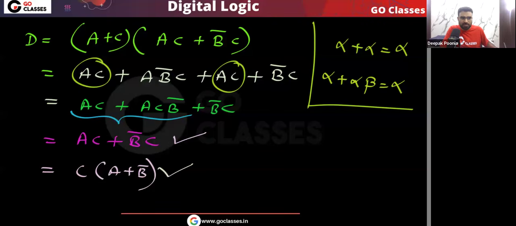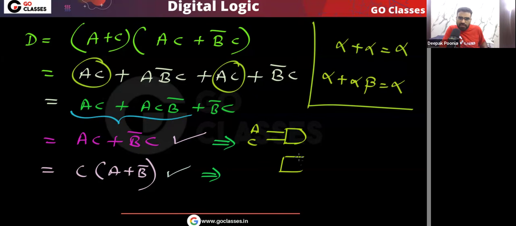Okay, so remember, both are correct, both are fine. So very simple. Now after simplification, you can draw the circuit also. Now you can see, for this expression, if I draw the circuit, what I need? I need an AND gate first of all. For this AND gate, the input will be A, comma, C. These will be the inputs.